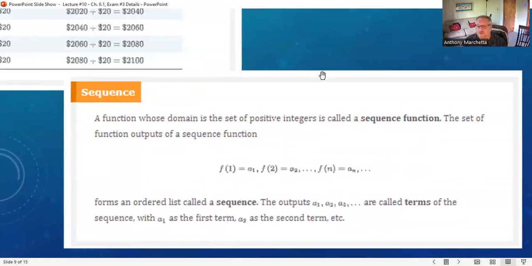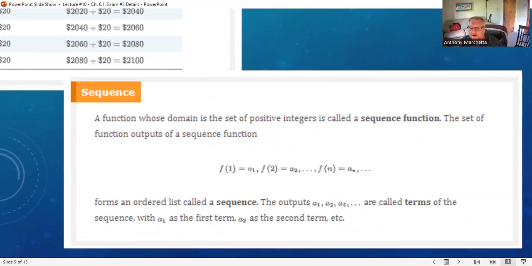A function whose domain is a set of positive integers is called the sequence function. That's very deep. You don't have to know that. Just take that with a grain of salt. Okay, the set of function outputs of a sequence function. You see them here. What they're trying to say is that sequences and series act as functions.